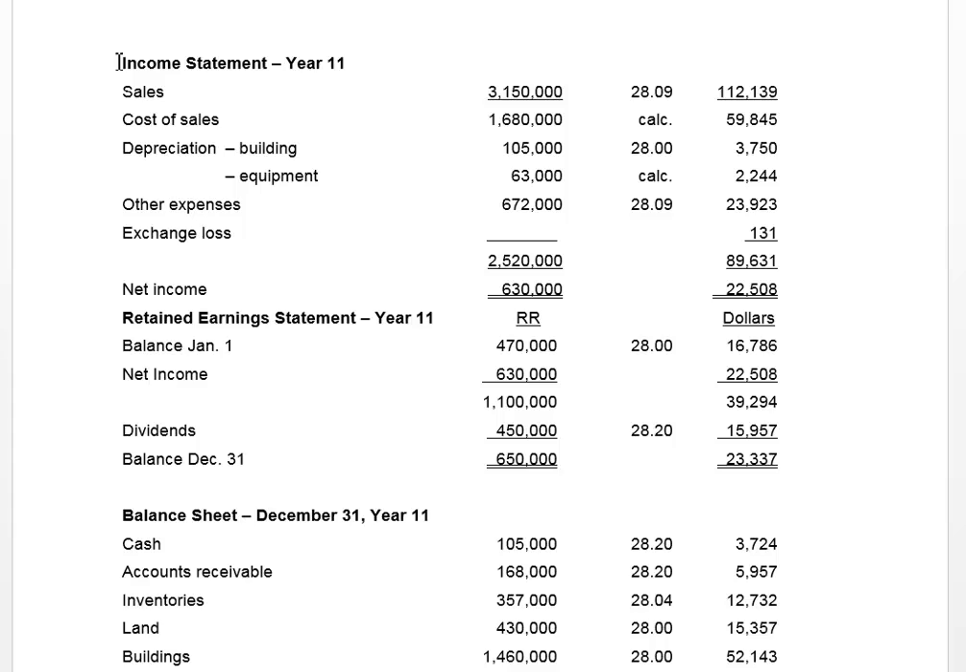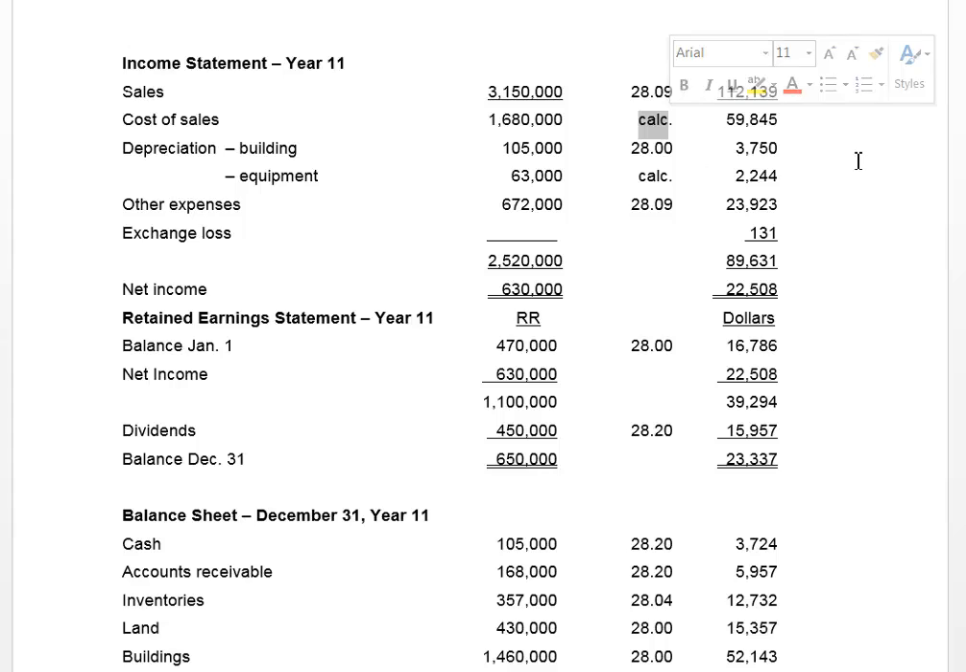So now what we're going to do is prepare the income statement, the statement of retained earnings, and the balance sheet under the assumption that the sub is integrated with the parent. In this case, for the income statement, we're taking it right from the subsidiary's statements. It's 3.15 million Russian rubles. Because we do not know the historical rate for each sale, we are going to use the average rate, which is 28.09. If we divide it, we come up with 112,139 translated.